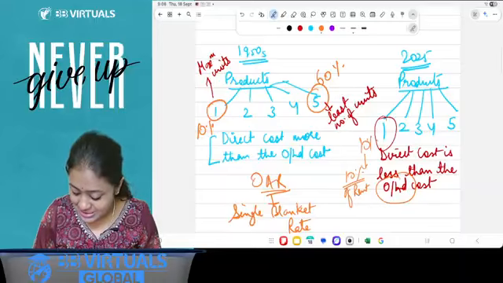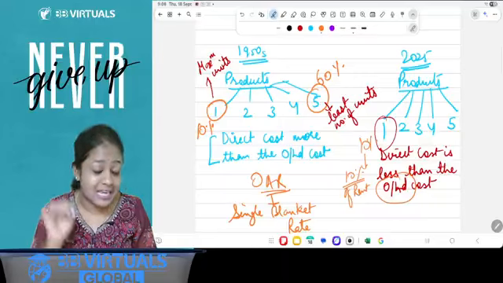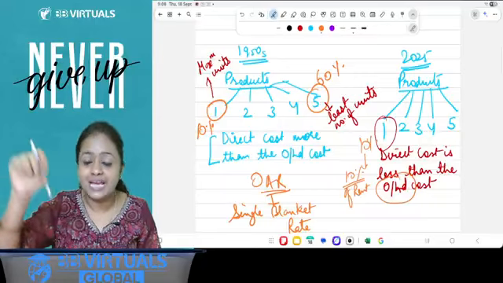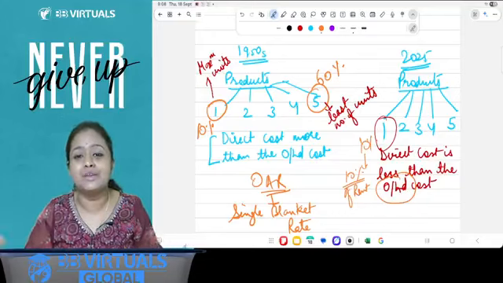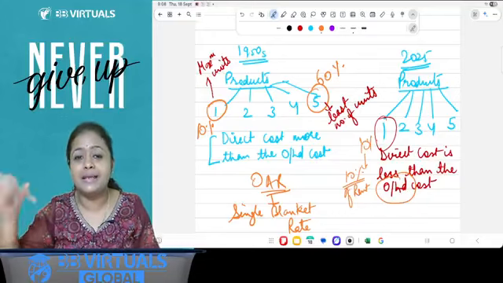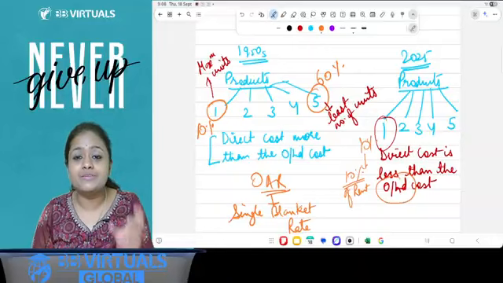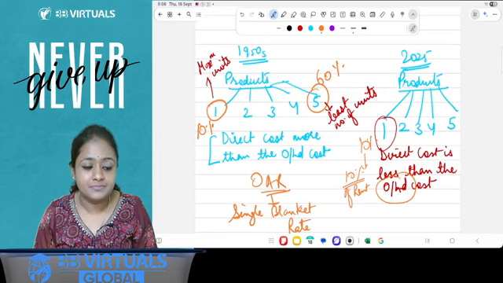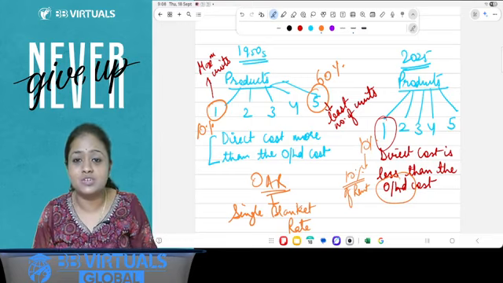So now direct cost is less than the overhead cost, and hence we need a more modernized method of allocating the overhead. So that is why ABC came into the picture. Activity-based costing. The term is activity. So what is activity-based costing?